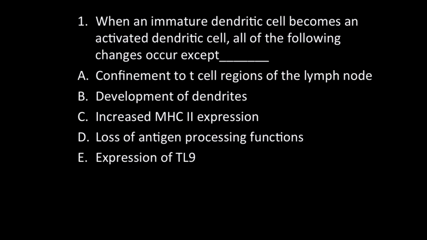All right, so the answer to that is E, expression of TLR9. Remember I said that they do not express it. That's the one toll-like receptor that you're not going to find inside of dendritic cells.